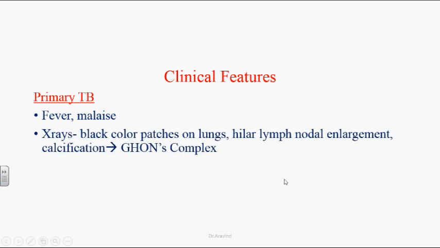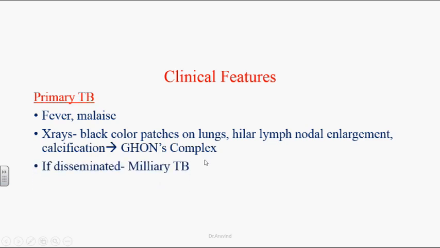Coming to the clinical features, in primary tuberculosis, we can see fever and malaise in the patients, and in chest X-rays, sometimes we can see dark patches on lung tissues and hilar lymph nodal enlargements, and we can see calcifications. Whenever these calcifications and hilar lymph nodal areas are infiltrated with calcification, we can call that condition Ghon's complex. In Ghon's complex, the primary lesions get healed because of cell-mediated immunity, which ultimately leads to calcifications.